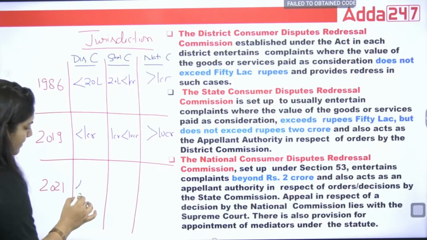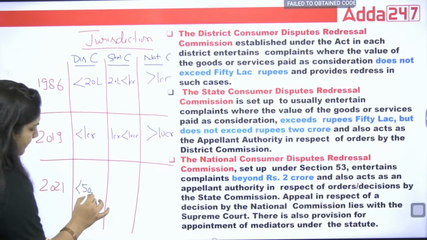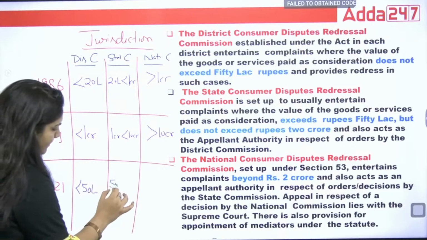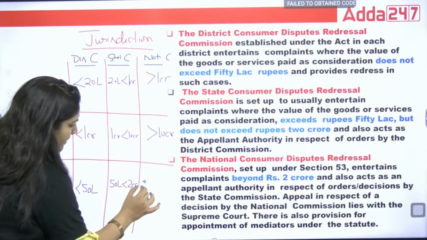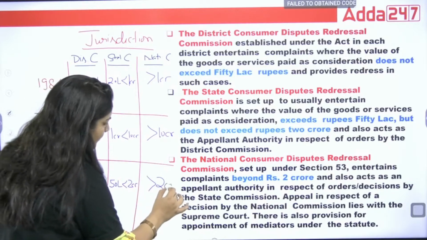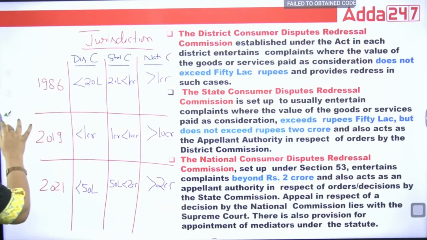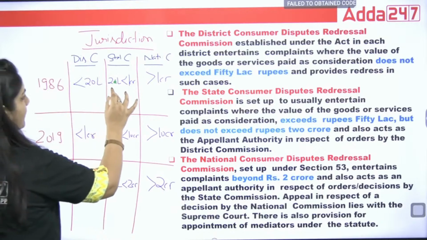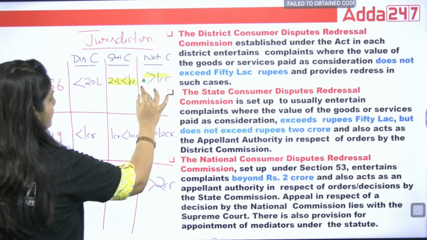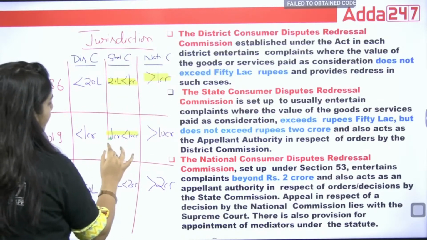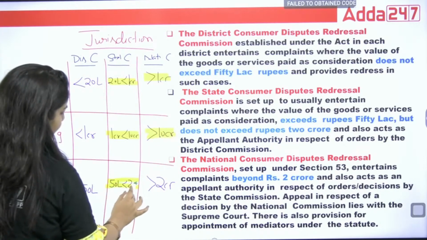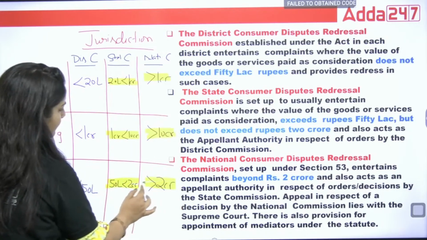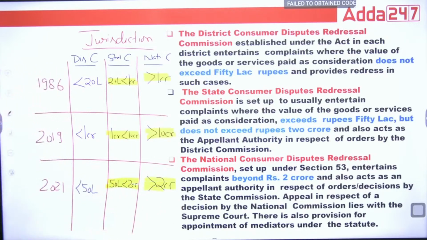2021: this is up to 50 lakh. This is 50 lakh to 2 crore, and this is above 2 crore. So this is your limitation that you have to understand. 20 lakh to 1 crore. This is 1 crore. You have to at least remember these 2 years. That is very important. This is very, very much important.